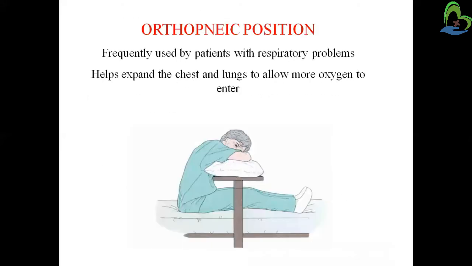Next, that is the orthopneic position. So what is the orthopneic position? It is frequently used by patients with respiratory problems, if the person has difficulty breathing or any respiratory tract problems. In that case, we can provide this kind of position so it can help the exchange of air and gases, and help to expand the chest and lungs to allow more oxygen to enter. So the person can allow the lungs and chest to take the O2 level properly into the body.